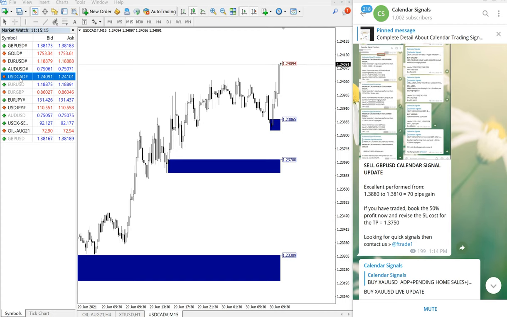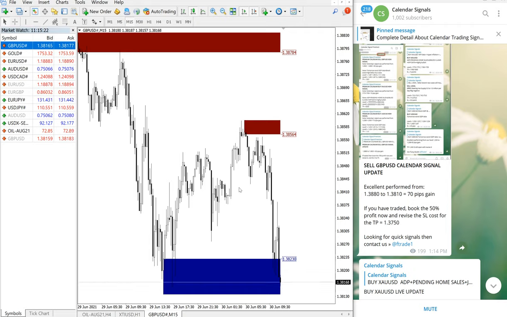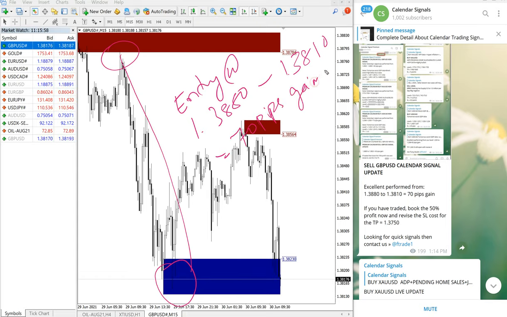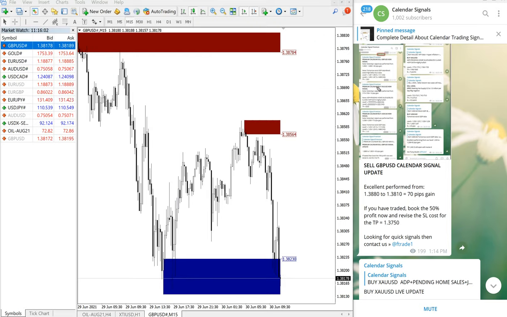For GBPUSD, let me open this GBPUSD chart. Yes, 1.3880, which is around here, all the way till here. So entry at 1.3880 and it performed till 1.3810, which is 70 pips gain on sell GBPUSD. And now we will move on to the next signal, which is buy USDCAD.